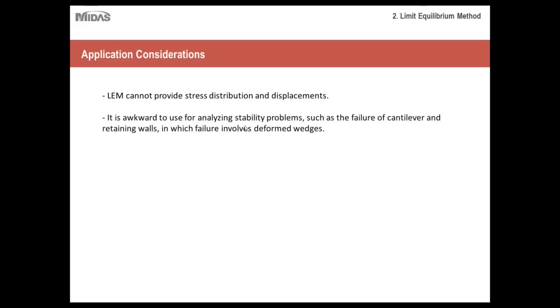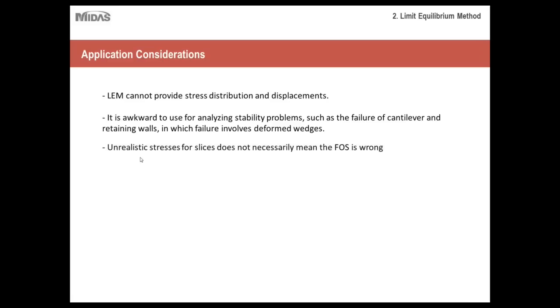It is awkward to use for analyzing stability problems, such as the failure of cantilever and retaining walls, in which failure involves deformed wedges. So once again, if you have any type of retaining walls or support structures, it's very difficult to analyze the effect of those support structures. That's something we'll talk about in greater detail with the strength reduction method of finite element analysis, is that structural supports in general are better, or more accurately, analyzed with that type of method, as opposed to the limit equilibrium method, which is more specialized to just the factor of safety.